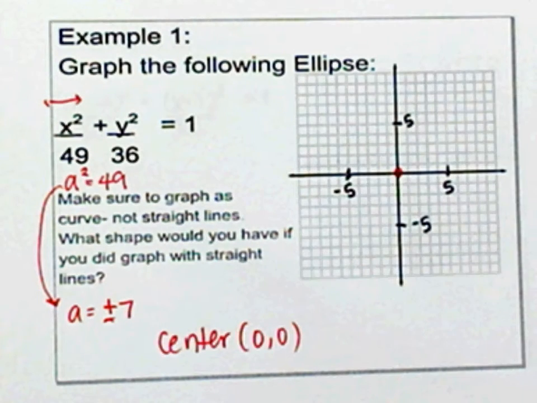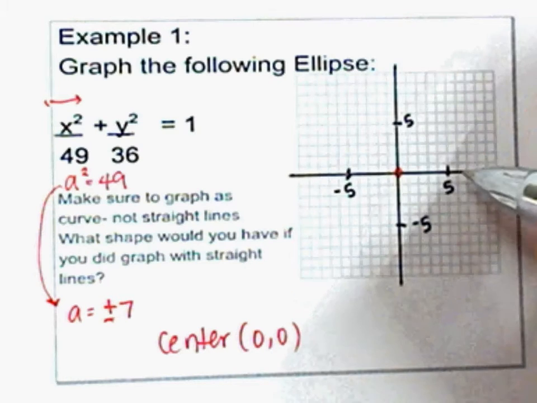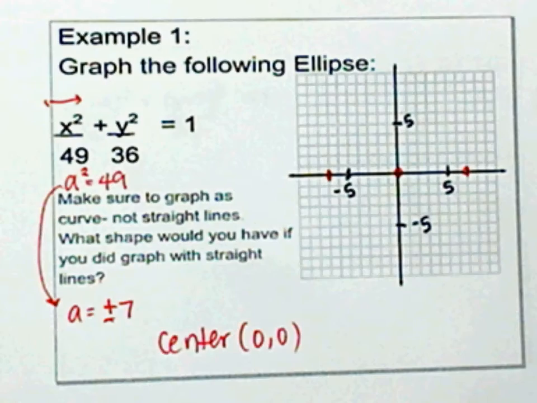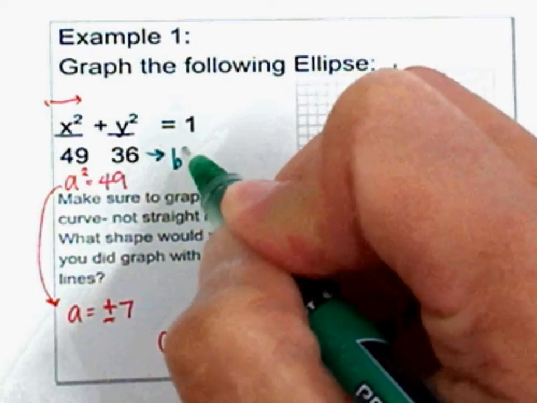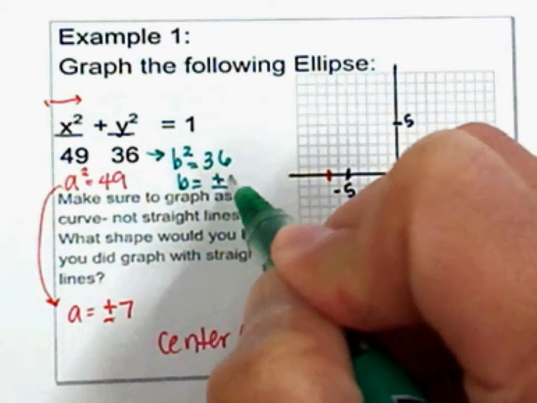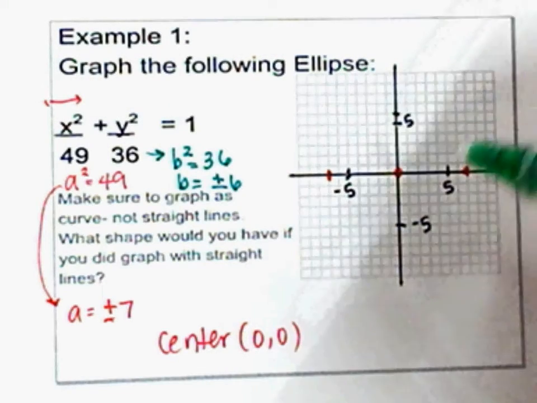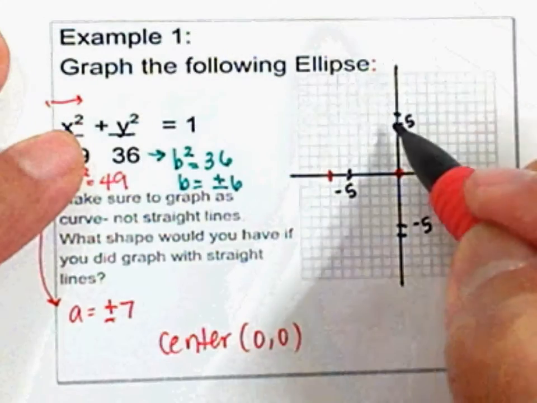All right, so I'm going to go 7 from the center. There's that point, 7 to the left and to the right. Your B squared is equal to 36, so B is equal to plus or minus 6. So I'm going to go up 6 and down 6. As you can see, here's the shape of your ellipse because the radius is not the same.